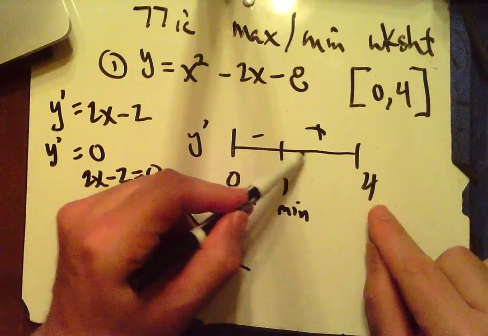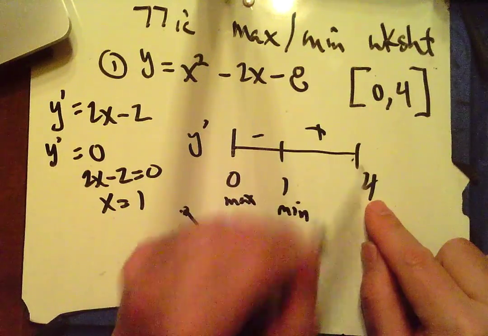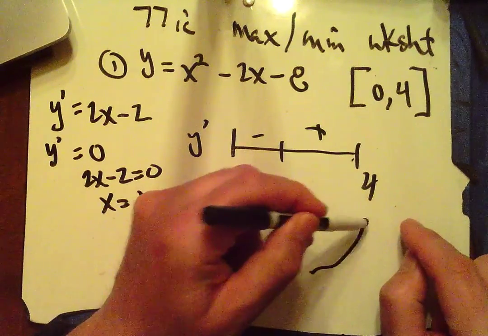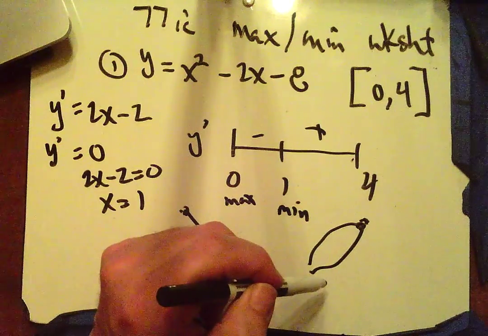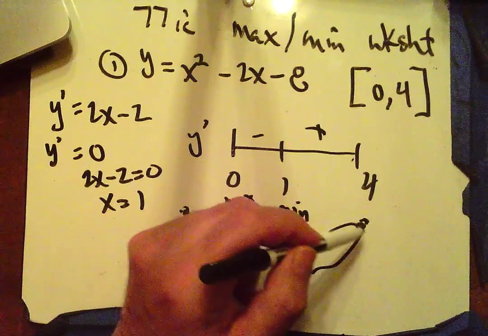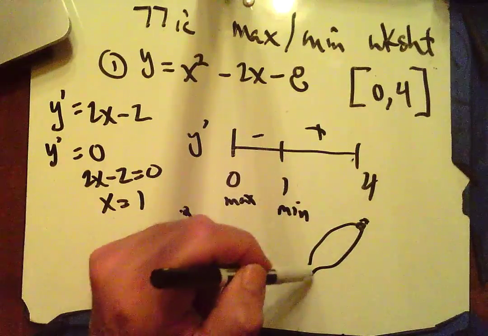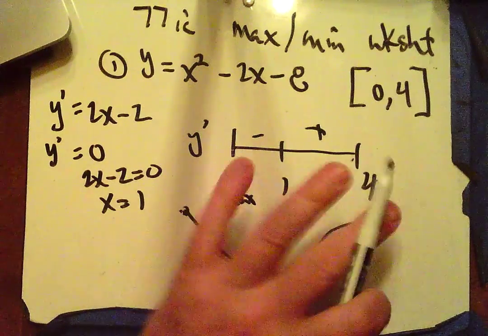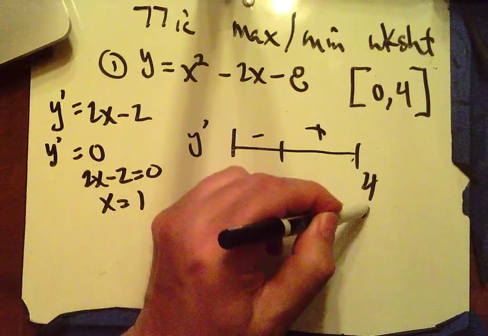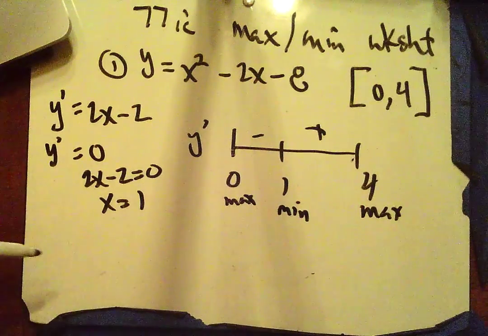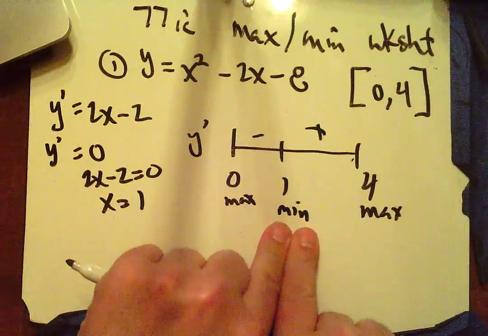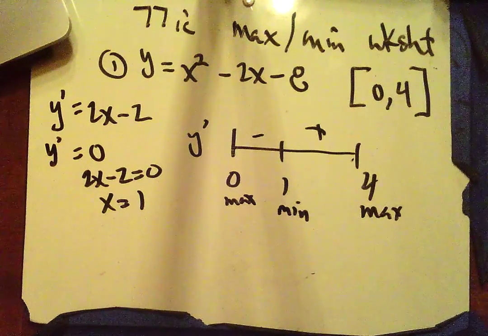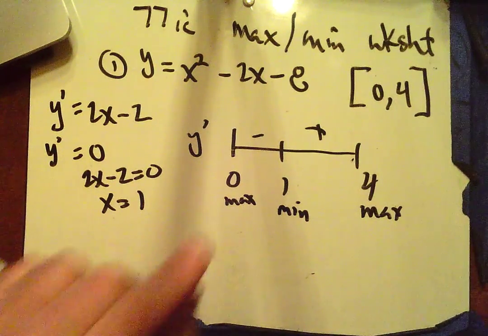And I'm increasing on y until I get to 4. Now, I don't know how I'm increasing necessarily. I just know I'm going up, and therefore that 4 is going to be higher than over here at 1. So this is also a max. But I was told to find the absolute max. And while I know I have the absolute min, because it's the only min, what about the absolute max?